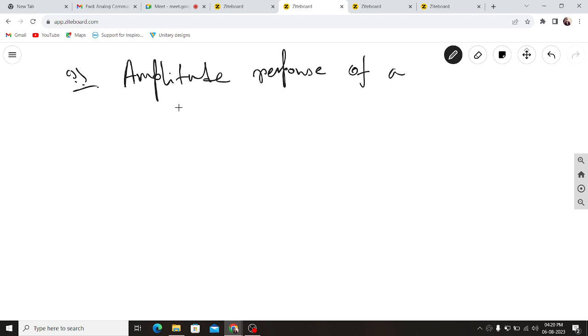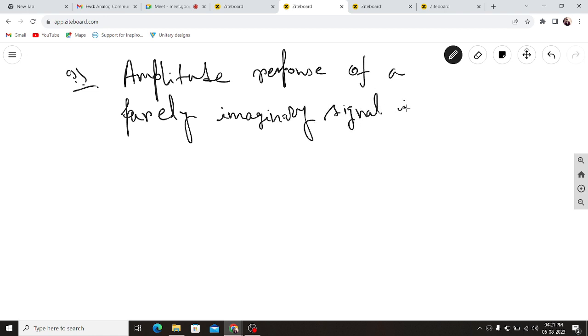The last question is: the amplitude response of a purely imaginary signal is odd, whether it is true or false. Option A is true, option B is false.